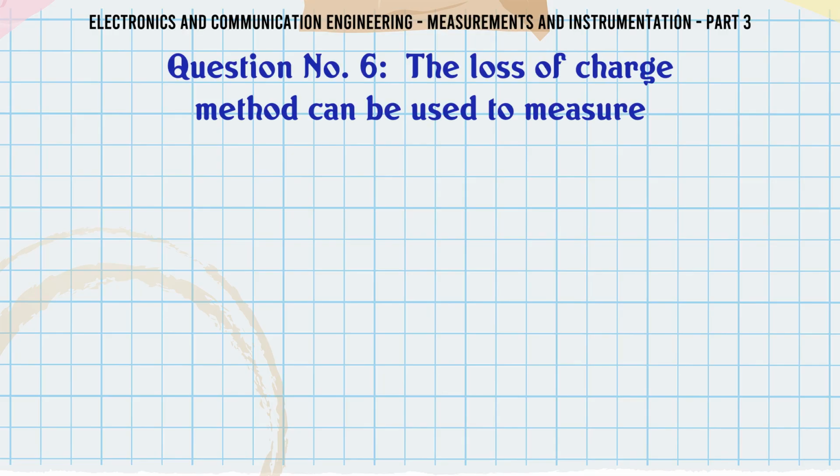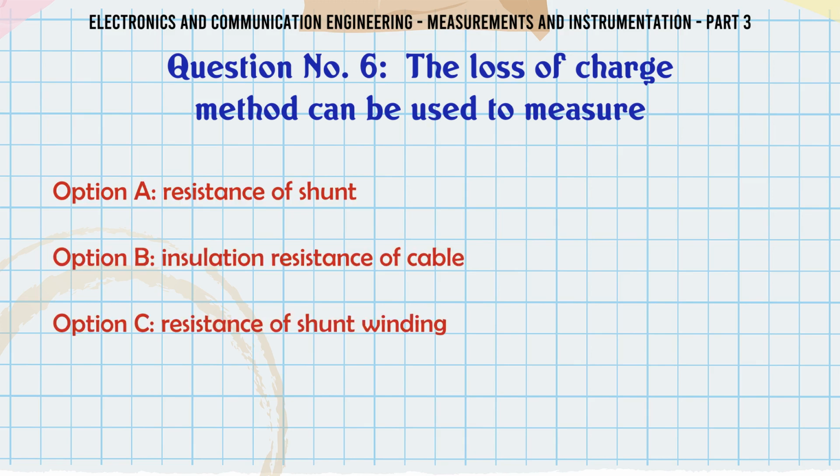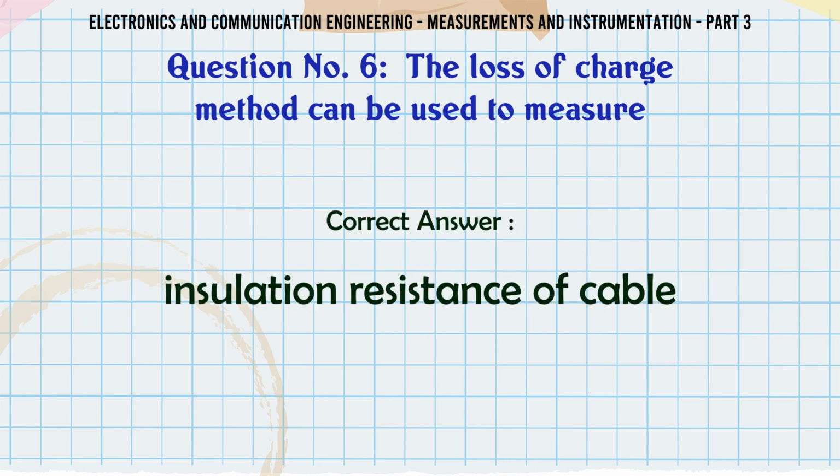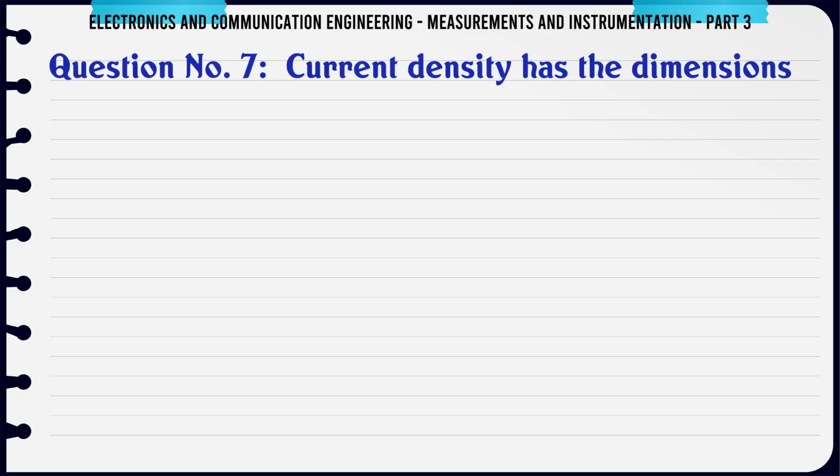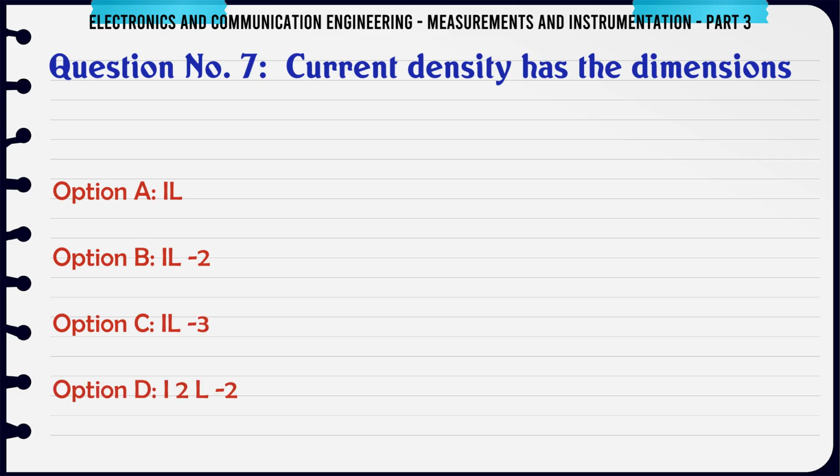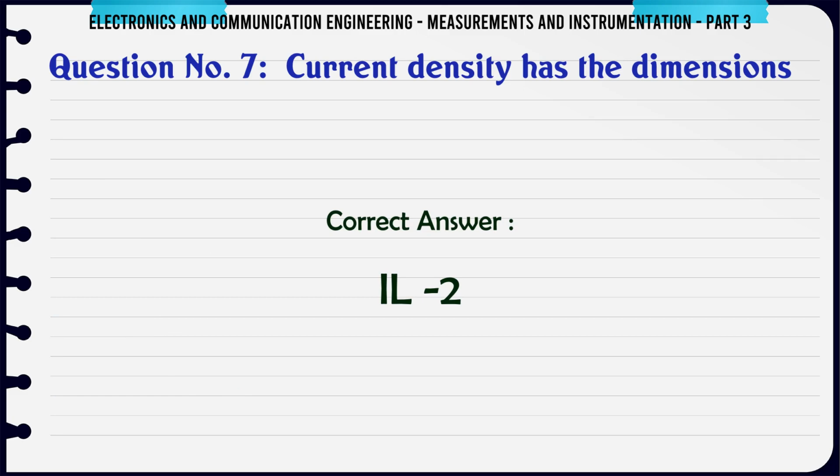The loss of charge method can be used to measure: A, resistance of shunt; B, insulation resistance of cable; C, resistance of shunt winding; D, both B and C. The correct answer is insulation resistance of cable. Current density has the dimensions: A, L; B, L²; C, L³; D, I²L². The correct answer is L².